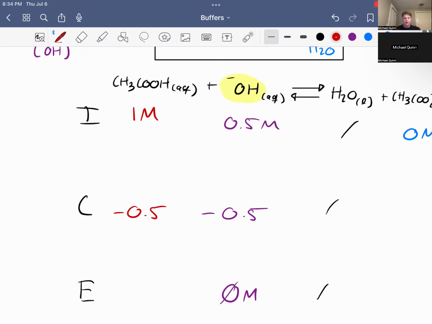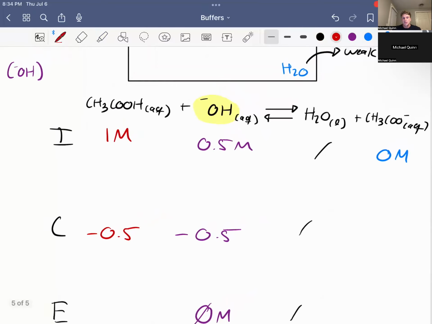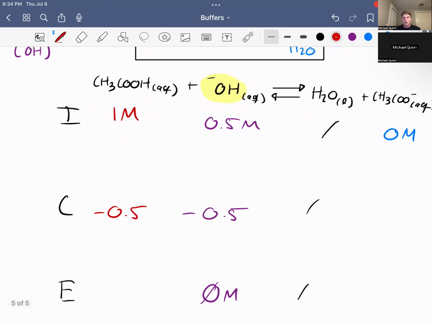CH3COOH was willing to give as many as OH minus was willing to accept. So CH3COOH, it can't give away all 1 because there wasn't 1 molar of OH minus to accept hydrogens. So it will give away as much as there is OH minus to accept. So we'll be left with 0.5 molar.